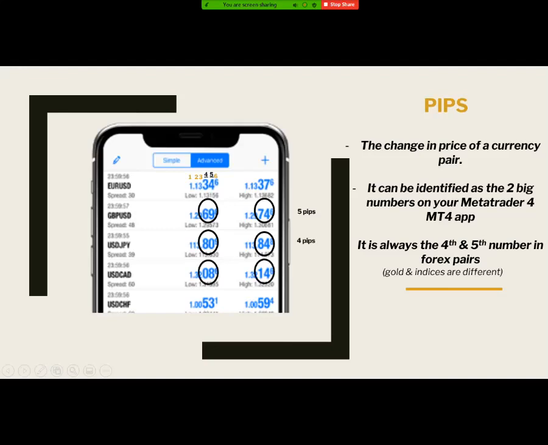8 and 14. Let's do it. 9, 10, 11, 12, 13, 14. I got 6. 6 pips. And let's do extra credit. 53 and 59. 54, 55, 56, 57, 58, 59. I got 6. All right. So again, your pips are easy to find. They're the fourth and fifth number. They can be identified as the 2 huge numbers on your MetaTrader 4 app. But if you were trading gold or indices, we'll talk about that later, you'll find your pips in a different place. But for right now, they're the fourth and fifth number.